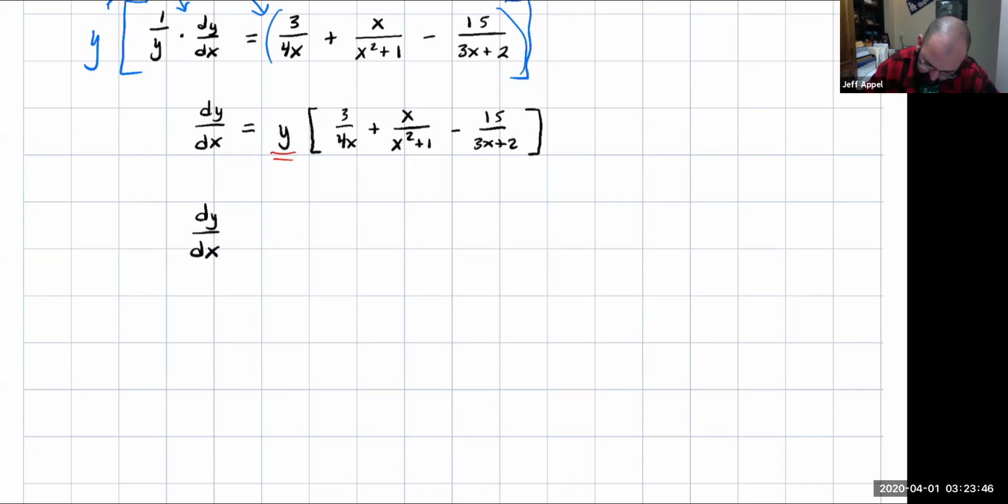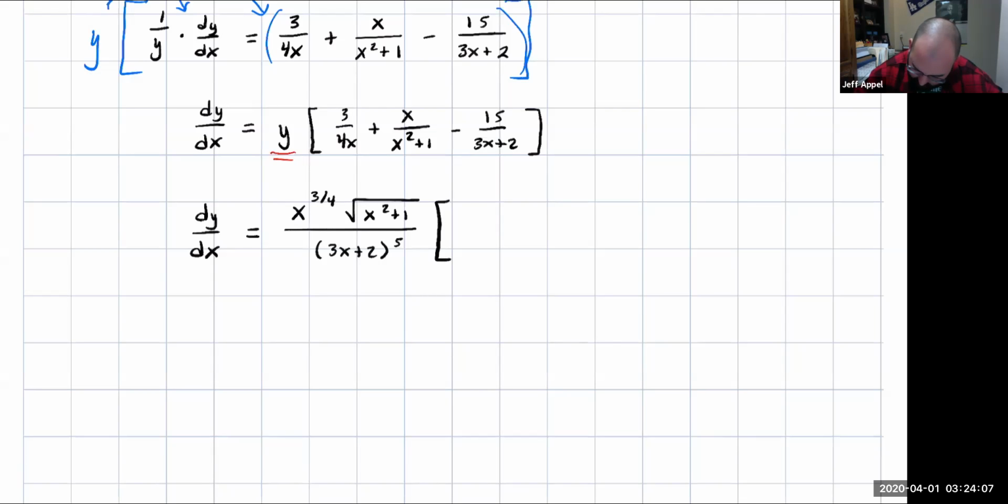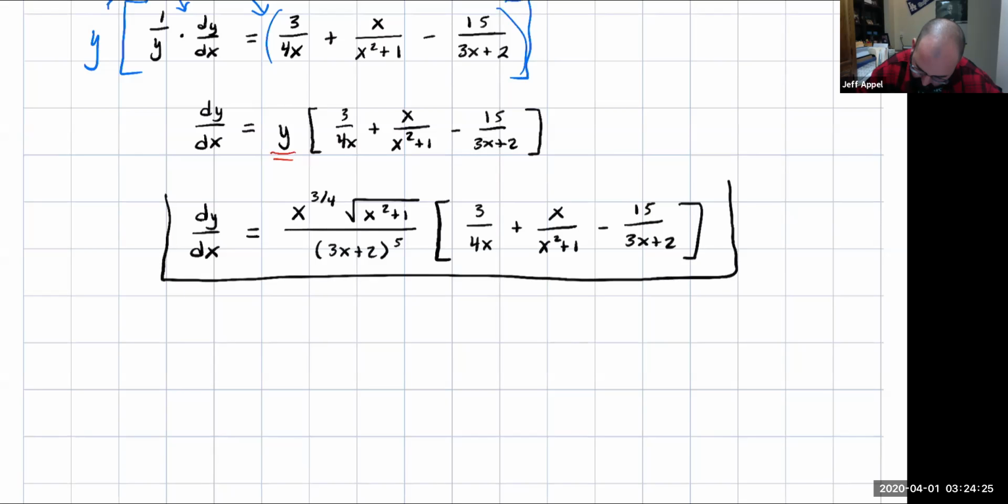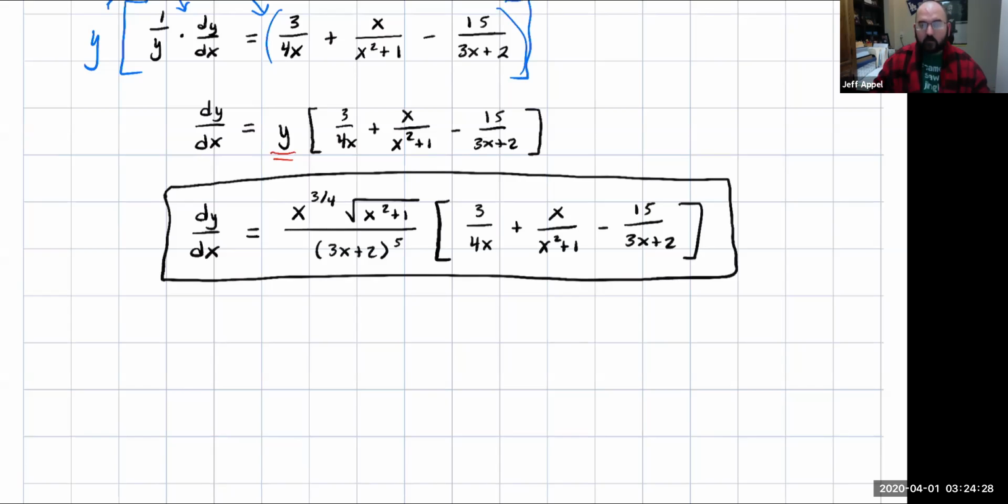So our final solution to this is going to be dy dx is equal to x to the 3/4 power times the square root of x squared plus 1 over 3x plus 2 to the 5th power. And then all of that is multiplying everything here in the brackets: 3 over 4x plus x over x squared plus 1 minus 15 over 3x plus 2. And that is your final solution. Okay, so there we go.